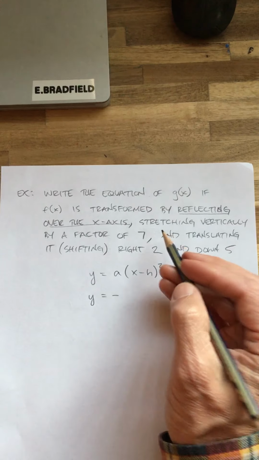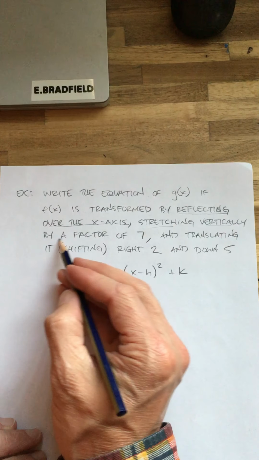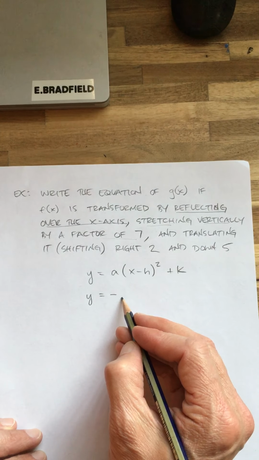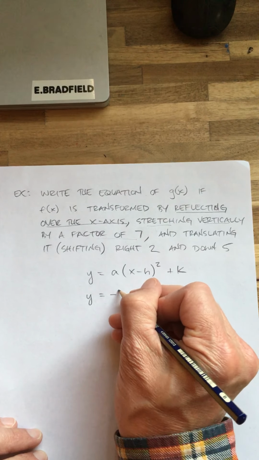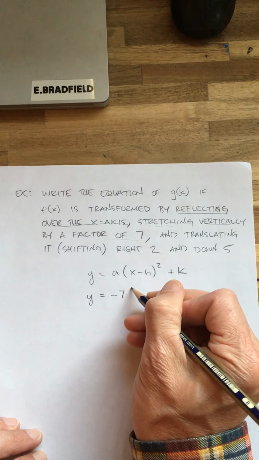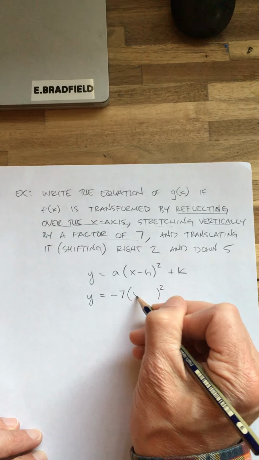All right, then it says it's going to stretch vertically by a factor of 7. So what do you think goes right there? That's right, it's a 7, okay? And then we just put this squared, so x.